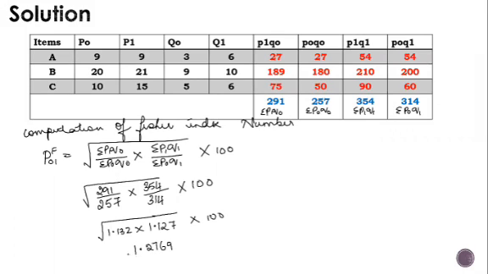1.2769 you are getting. This is the square root of that. Is it right? When you take the square root, what is the answer you get? You are getting 1.129, so 1.13. Multiply with 100. It is 112.9 or 113. It depends on your conversion after the point. It is 112.9 or 113, it is the right answer. So like this you have to compute the Fisher index number.